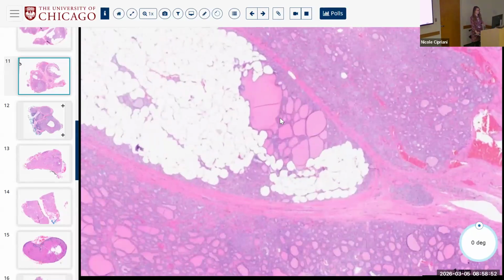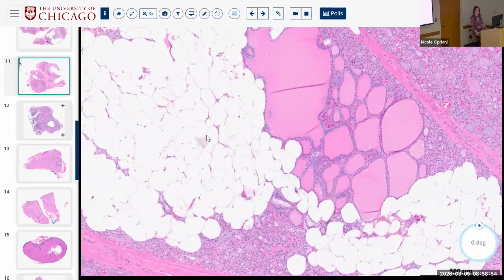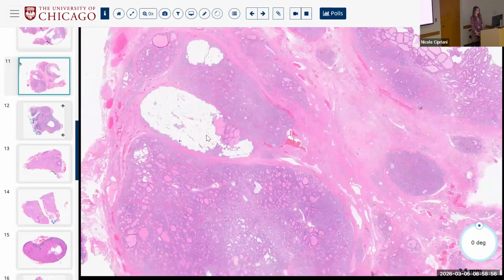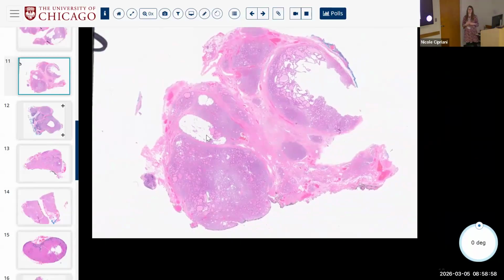Some of these nodules have lipomatous stromal metaplasia. Does anybody know what I'm getting at here?